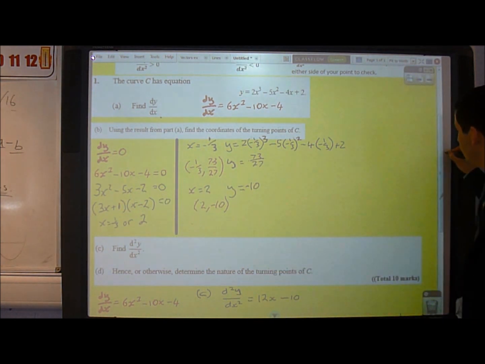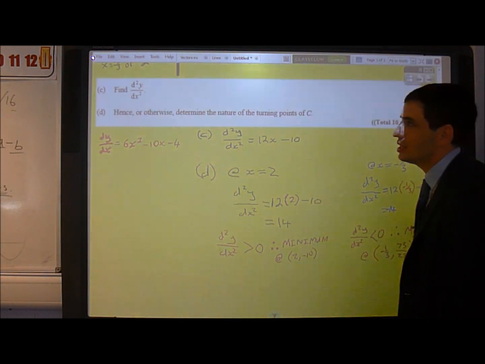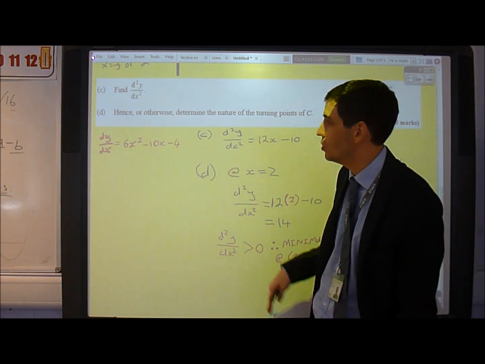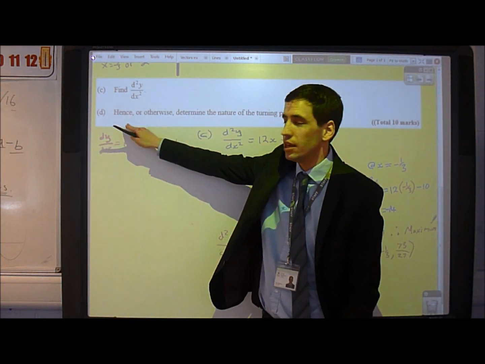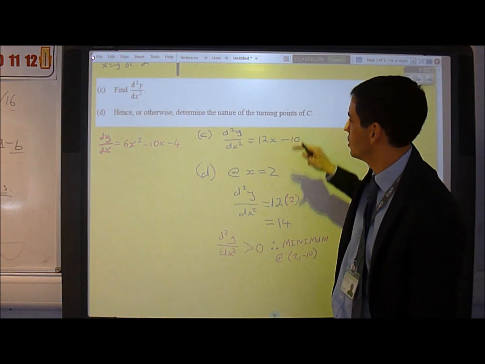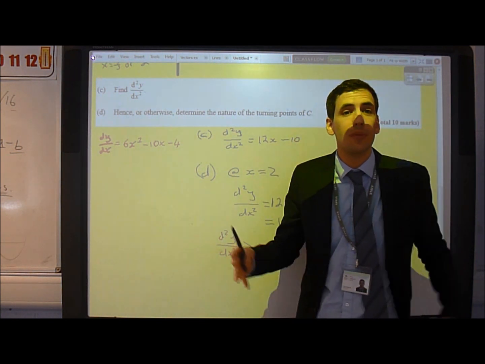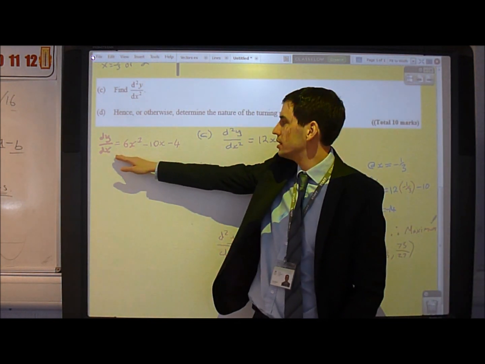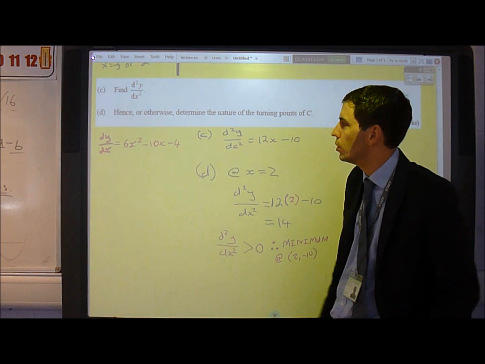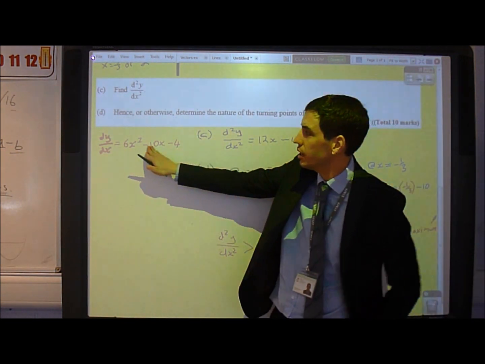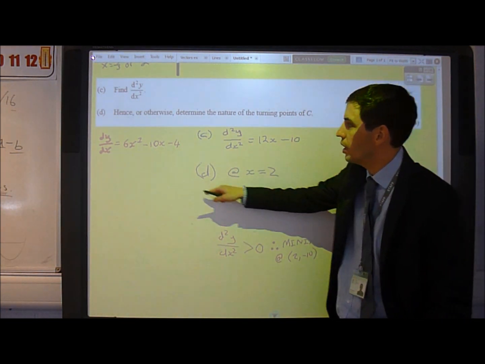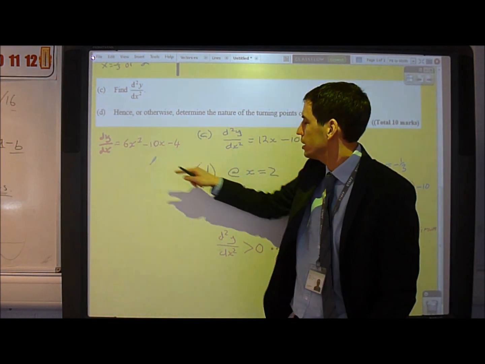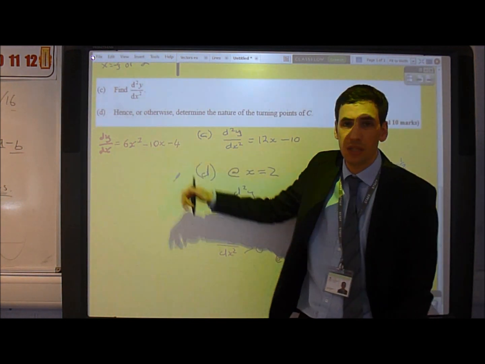I've grouped C and D together because in C and D it says find d2y dx squared, the second differential, and it says hence, meaning use it, or otherwise determine the nature of the turning points of C. Sometimes in exam this will just be one part they lump together anyway. So all we're going to do, we've got dy dx equals 6x squared minus 10x minus 4. Part C, I'll just differentiate that. So my d2y dx squared is 2 times 6x, take 1 away from the power, just x, and minus 10x becomes minus 10, and minus 4 disappears.